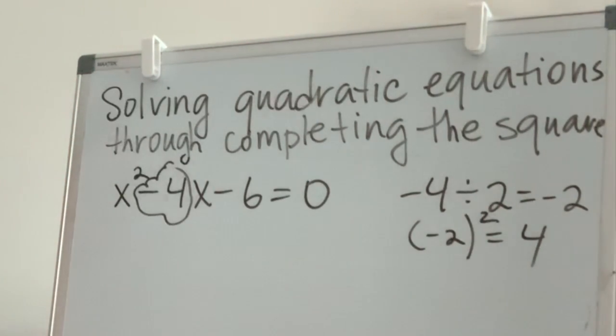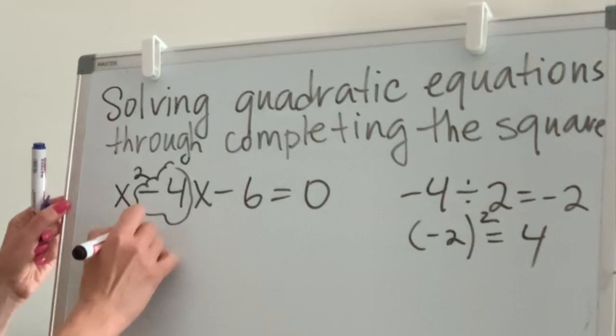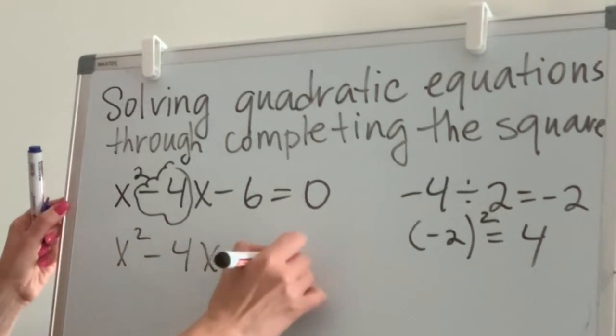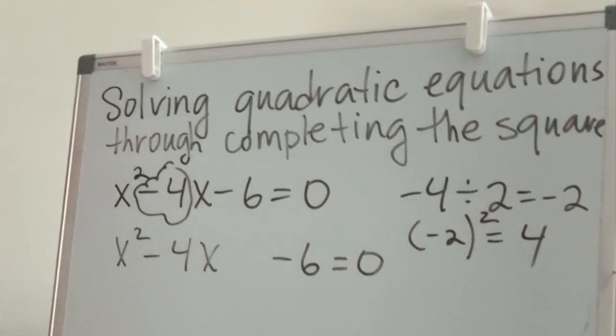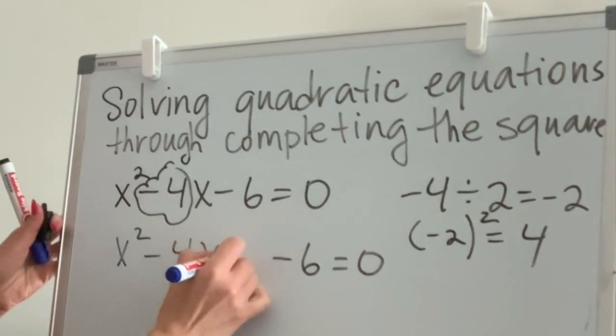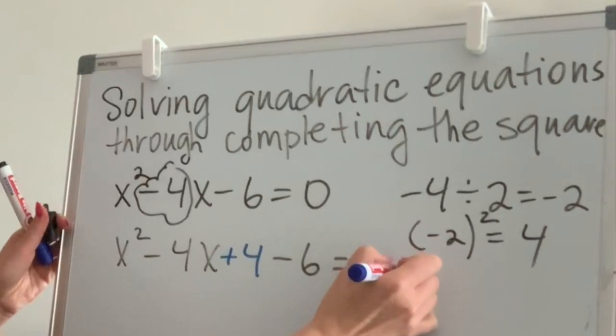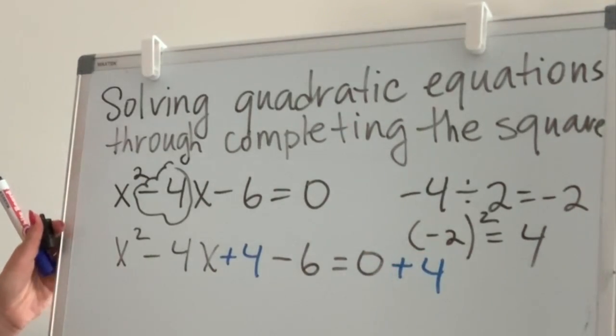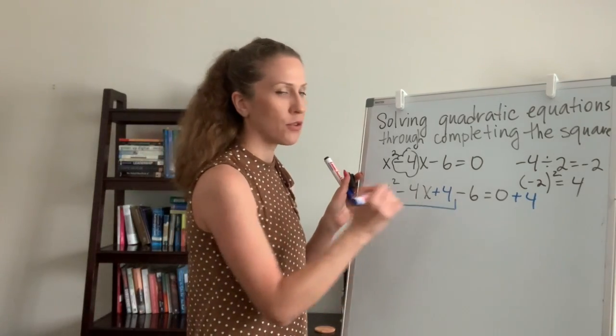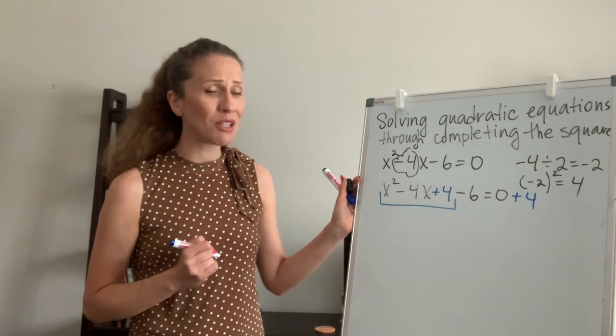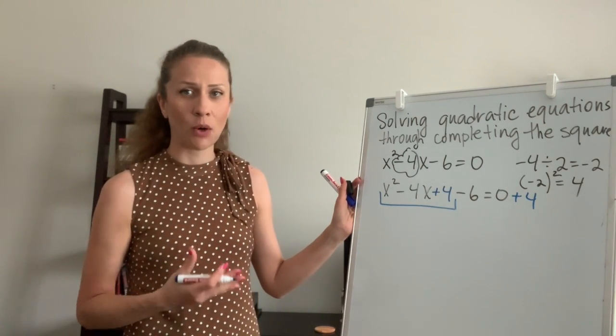What we do with that number, that's our step 3, is we add it to each side of the equal sign, and this is how I wrote it in the previous example. X squared minus 4x minus 6 equals 0. That's what we used to have. That's our original problem. Now I'm adding 4 here and 4 here. What we need is to factor this trinomial here. It needs to be a perfect square trinomial, that's the whole point.